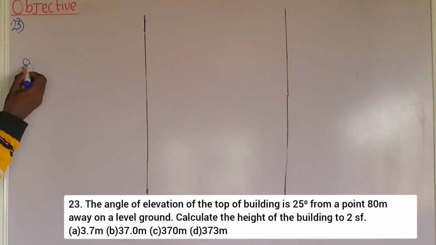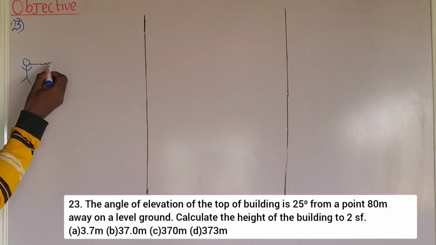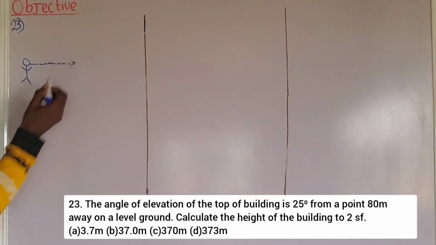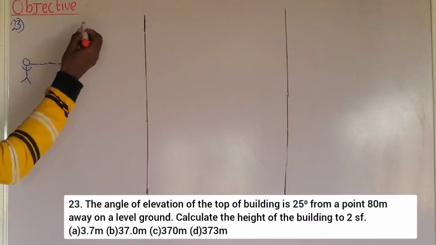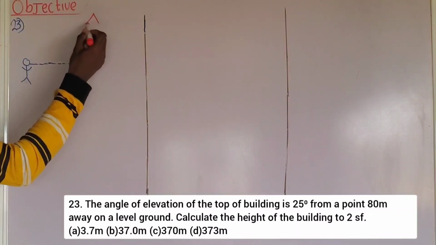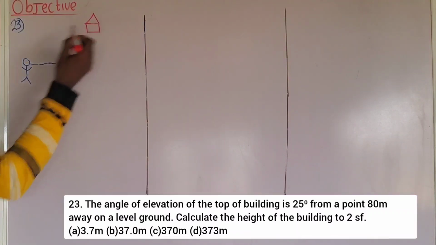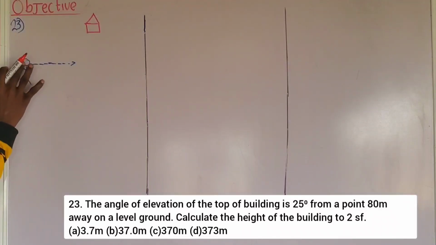Now, let's say this is the eye level of the boy. You understand? The angle of elevation is the angle between the eye level and the top. Let's say this is a building, okay? Now, this is the eye level of the boy.